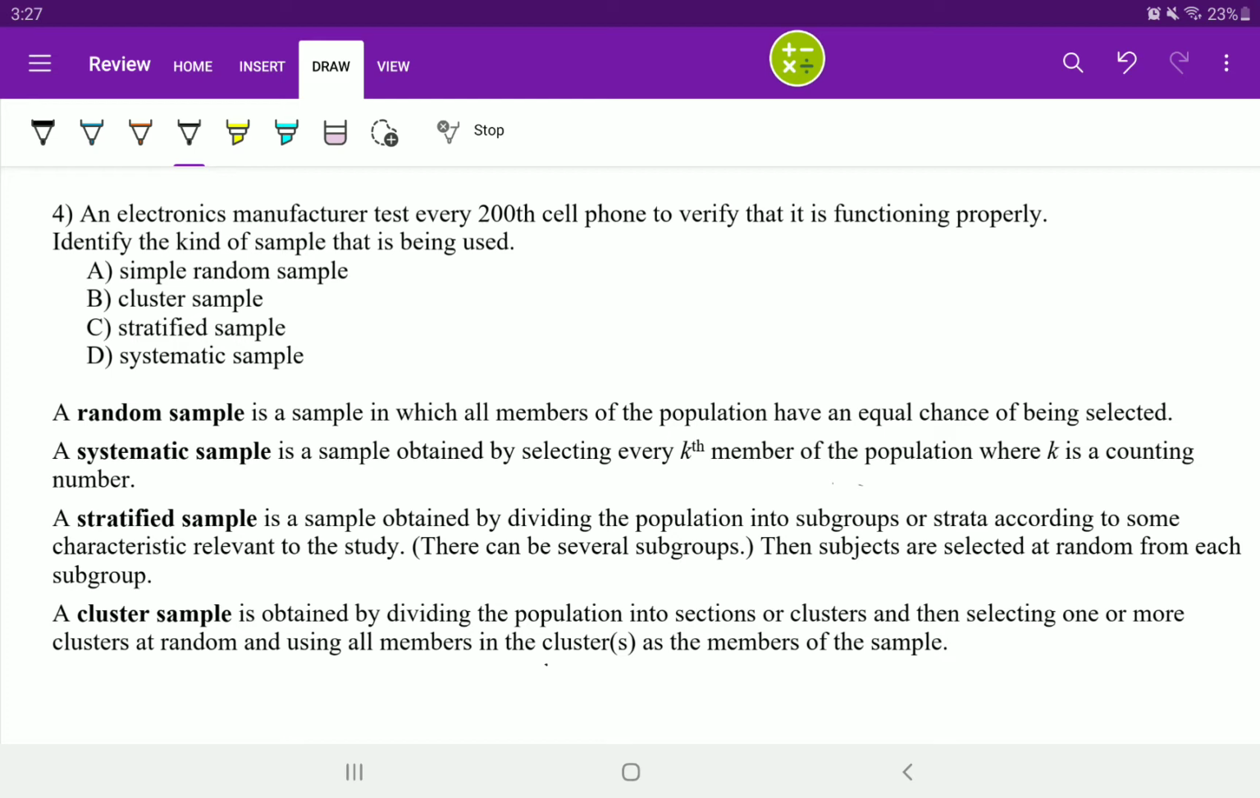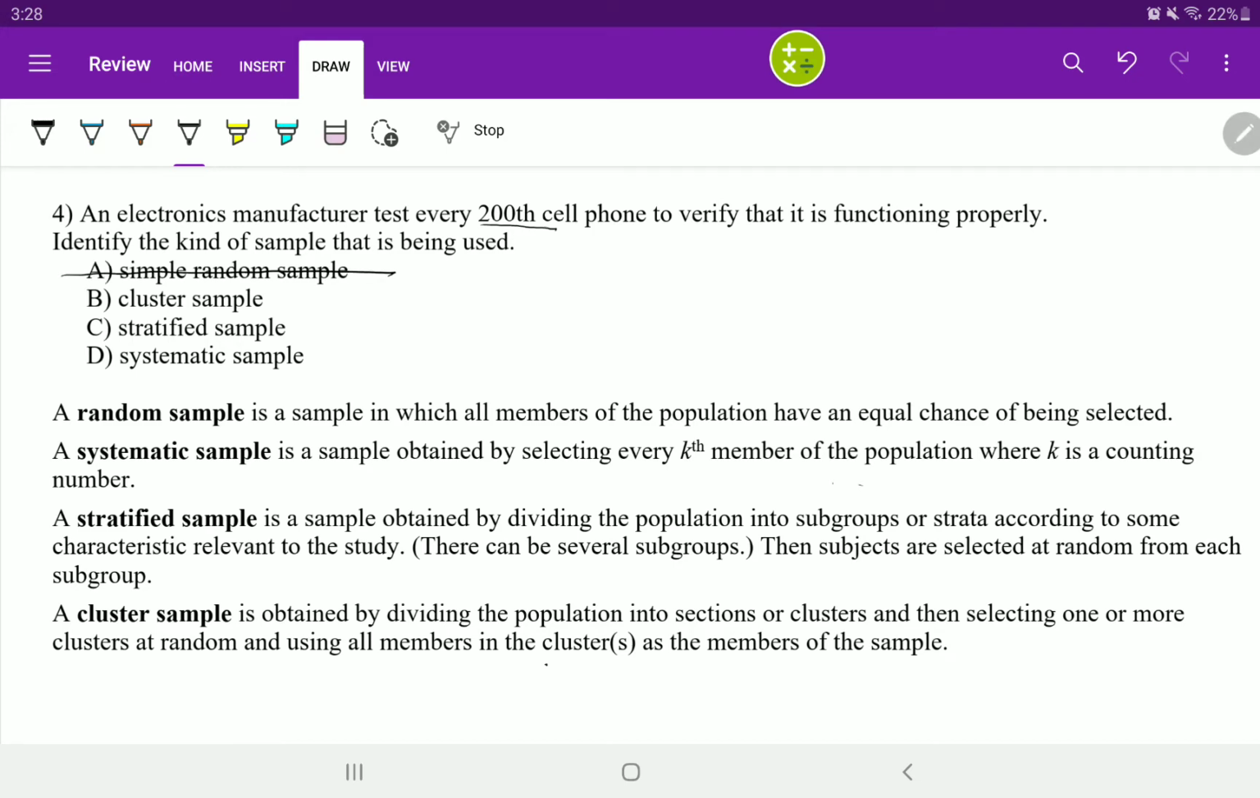Now, when it comes to a simple random or random sampling, it is a sample obtained in which all the members in the population have an equal chance of being selected. Well, based on this, that's not necessarily the case. I am selecting every 200th cell phone. Therefore, it is not simple random sampling. I am not doing it completely random. I am taking every 200th phone. It is true, the 200th phone will be random, but I'm setting some sort of pattern, some sort of precedent.